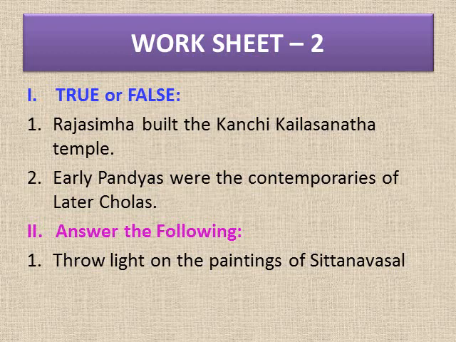Now it is time for worksheet number 2. Roman number 1, true or false? Question number 1. Rajasimha built the Kanchi Kailasnatha temple. Question number 2. Early Pandyas were the contemporaries of later Cholas.